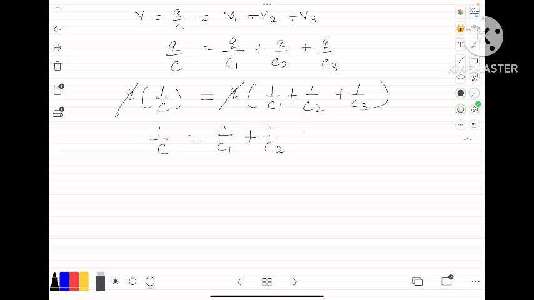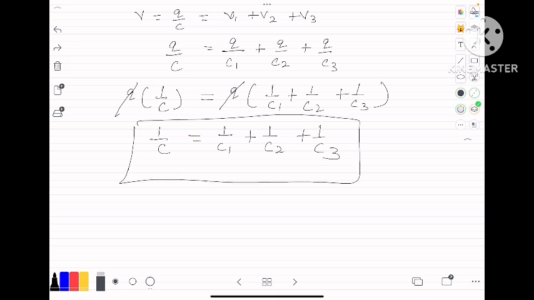This is the required expression for the equivalent or effective capacitance in series grouping of capacitors. What is this? Reciprocal of effective capacitance, and it is equal to the sum of reciprocal capacitances of individual capacitors.